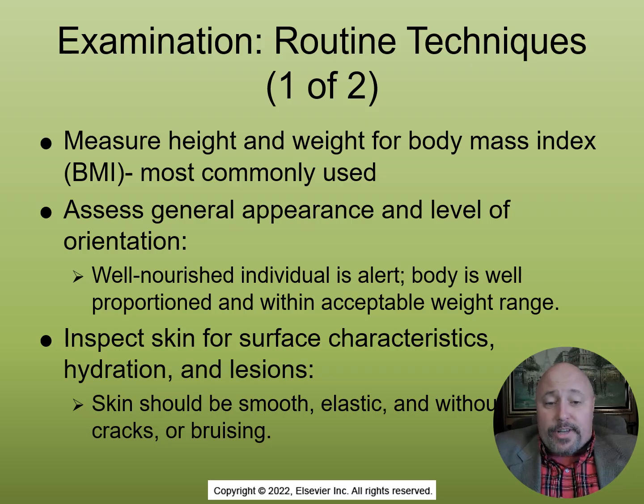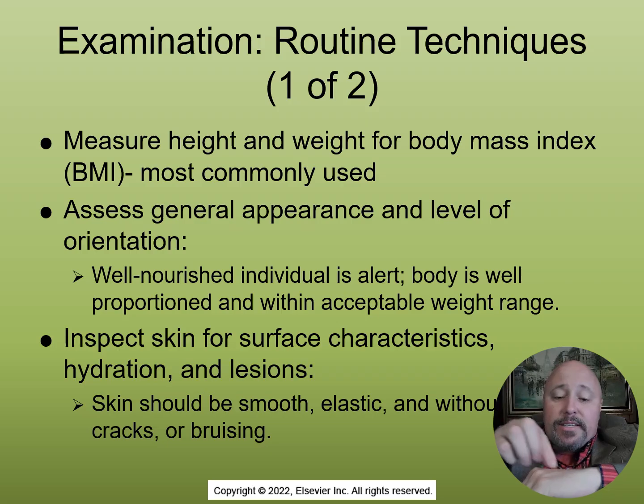We should also assess things like general appearance, level of orientation. Does the patient appear well nourished? Are they alert? Is the body well proportioned and within acceptable weight ranges? We should also be inspecting the skin for characteristics like hydration, lesions. Skin should be smooth, elastic, without cracks or bruising. One method we could use, especially for dehydration, is tenting, where you lightly pinch the back of the patient's hand. Well hydrated, normal skin should go back flat, whereas with a patient with dehydration, it will remain pinched up and tented.